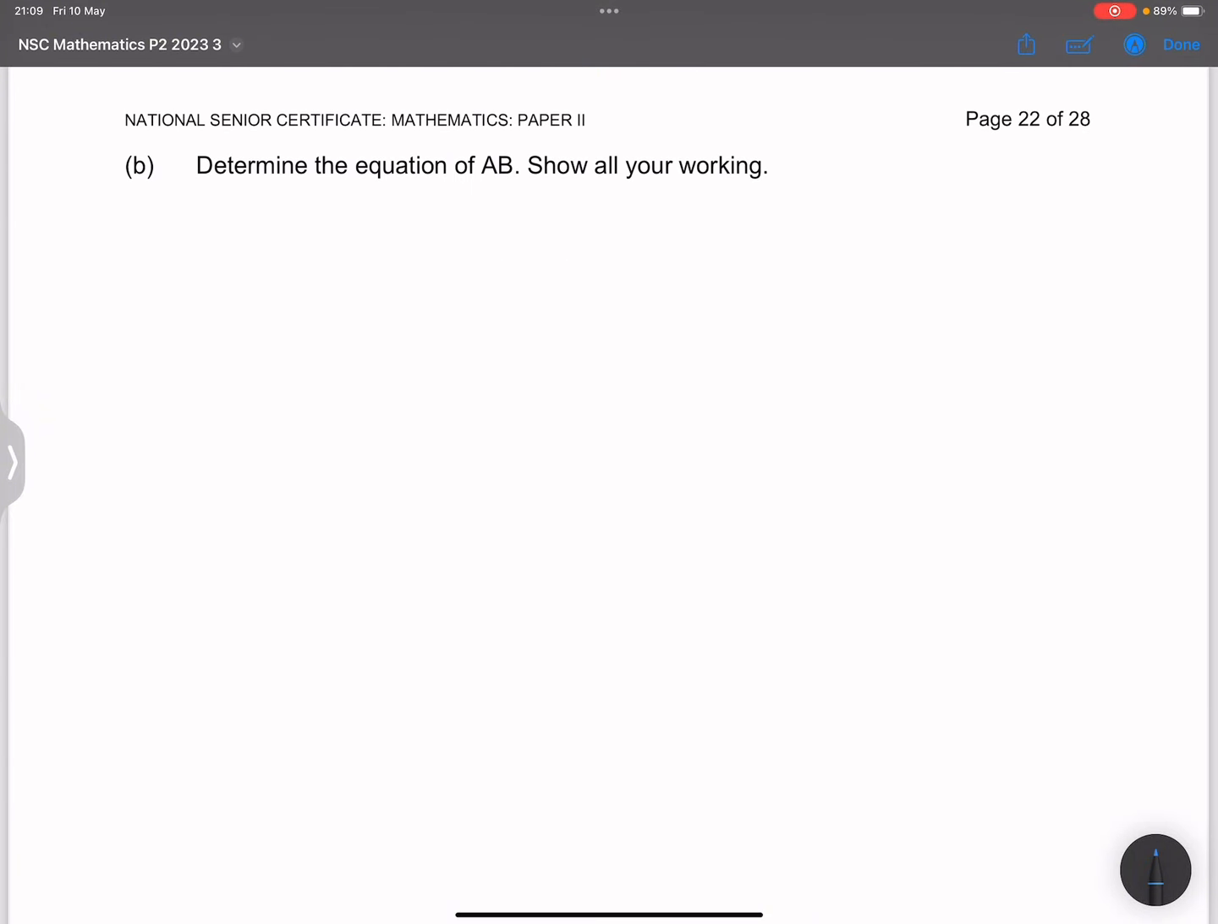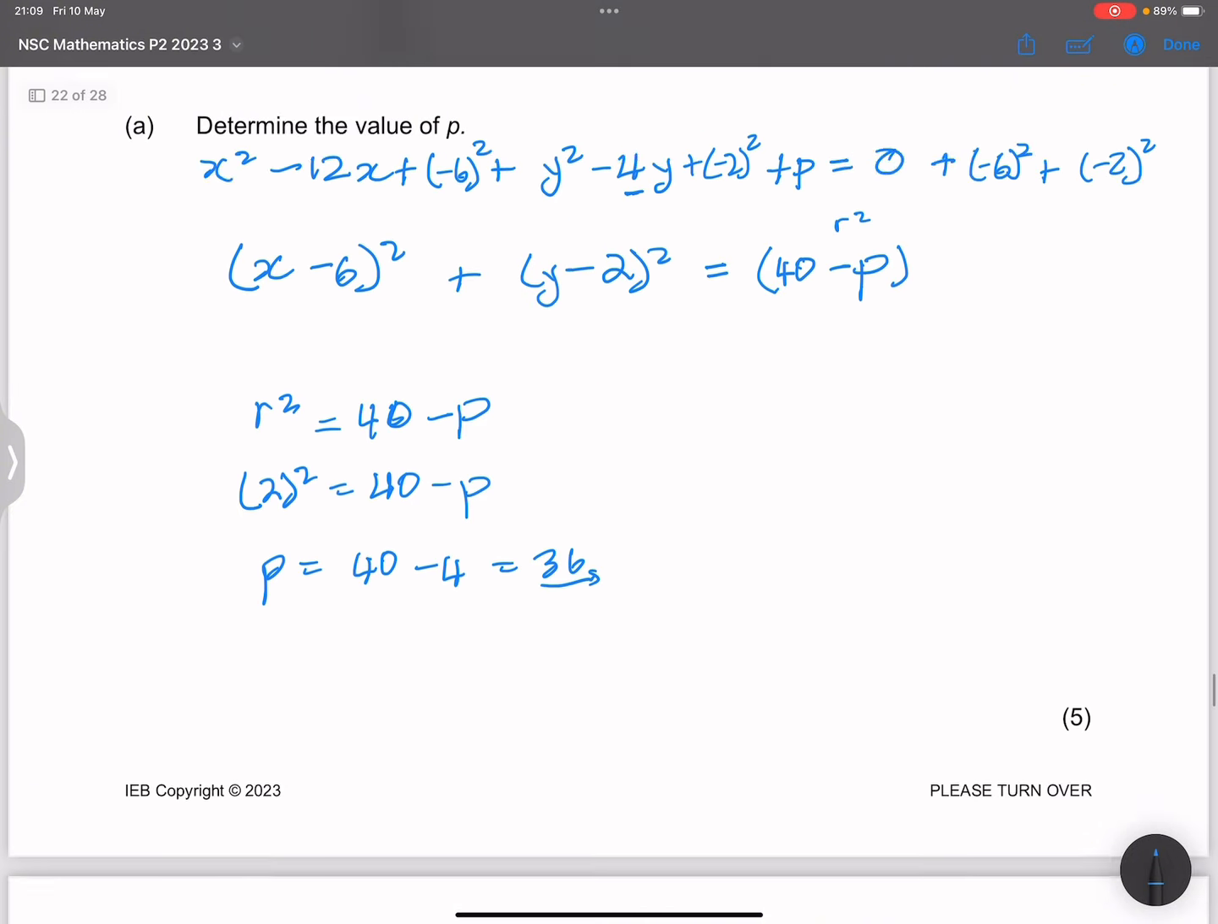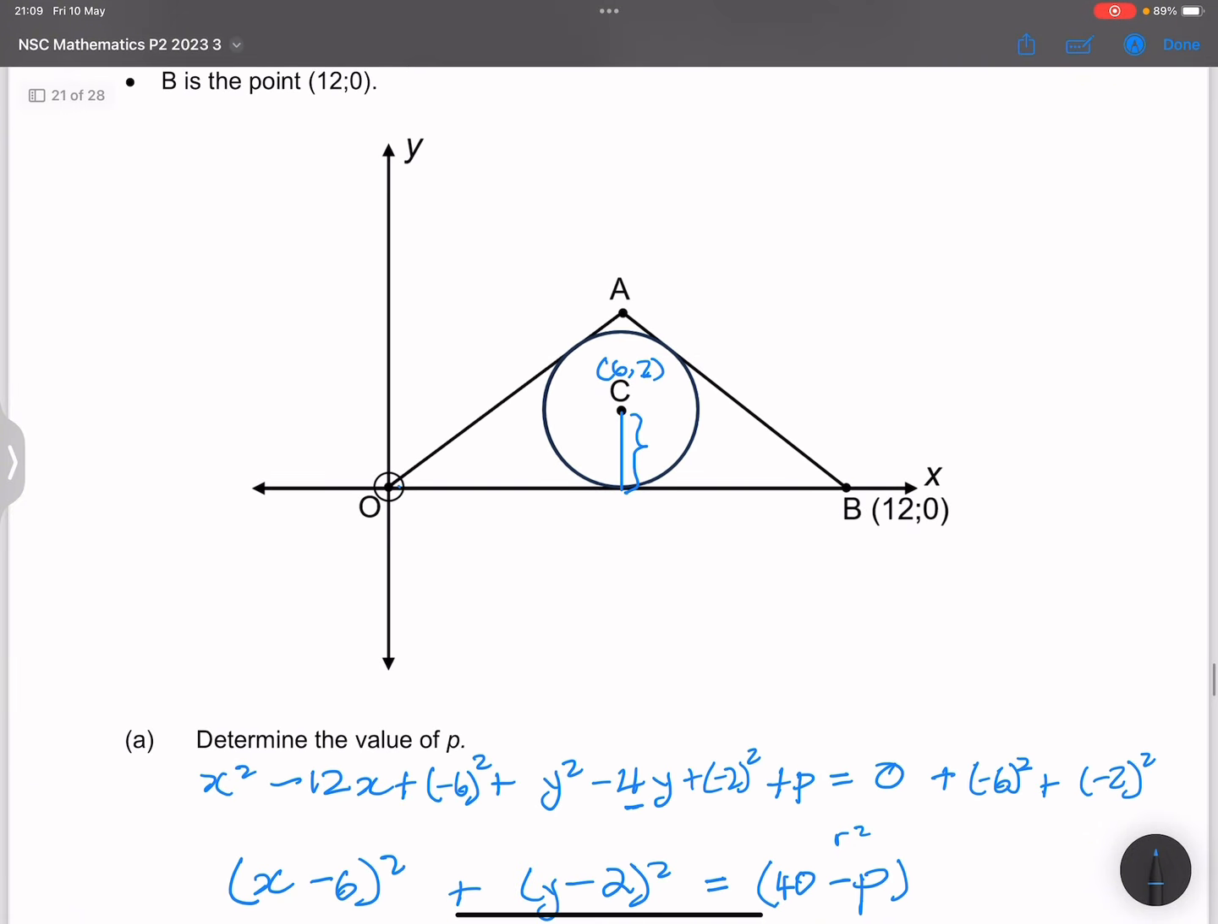They say, determine the equation of AB showing all working out. The equation of AB. So we are looking for the equation of that line. Now note, ladies and gents, it would be difficult for us to find the point A with the information that we've got.